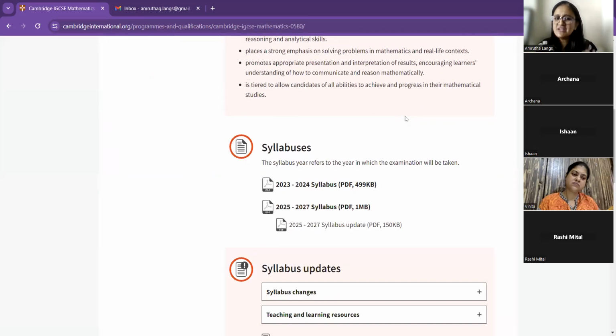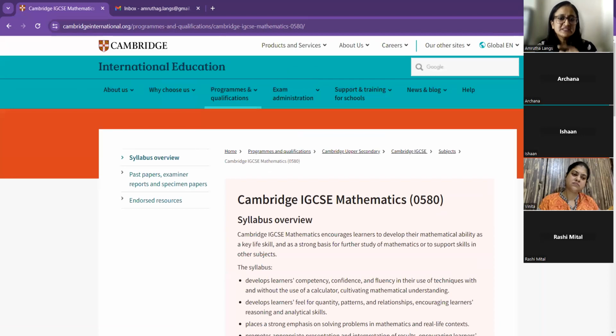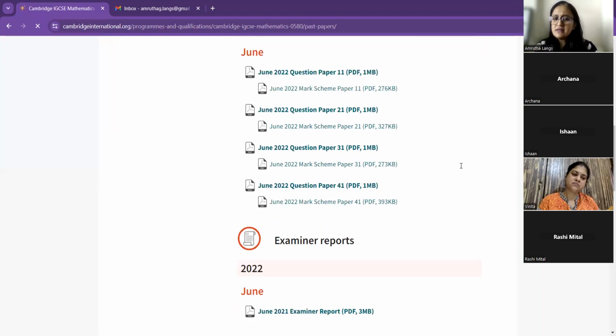Again, like I mentioned, the syllabus is always updated on their website. You can see here that till 2027 they have updated all their resources. So from 2025 onwards there is going to be a change. You go on this website and you see the change. Similarly, there are past papers here. Now this brings me to the most important part of Cambridge.